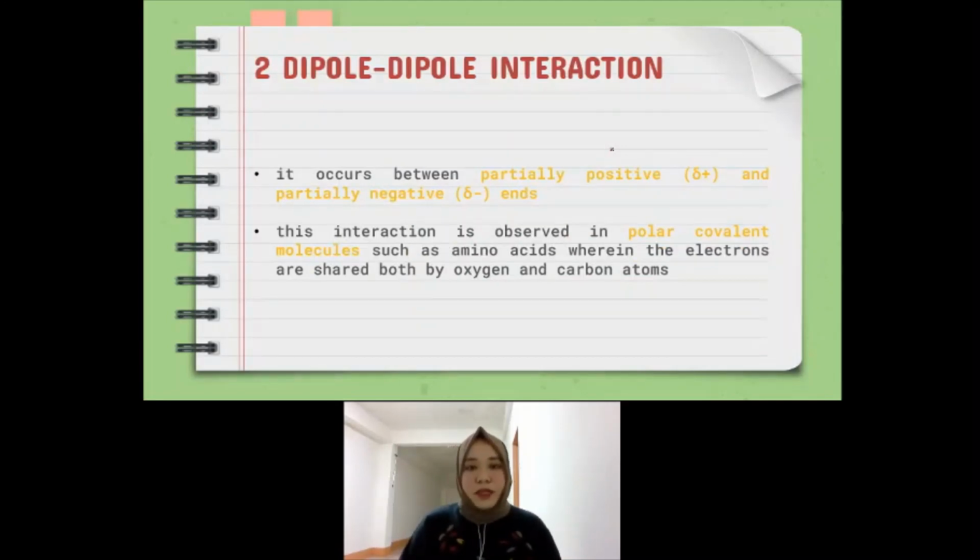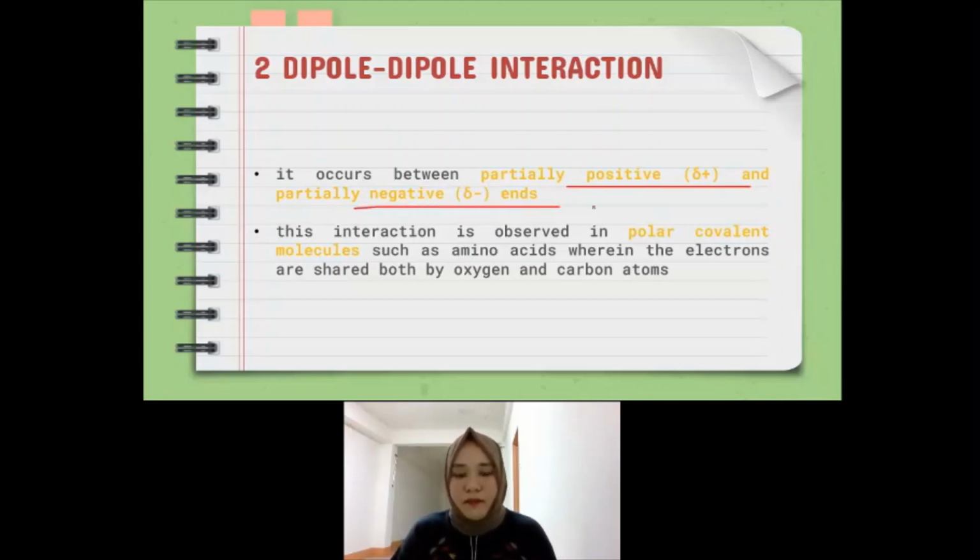Okay, so let's proceed to the second one. We have the dipole-dipole interaction. It occurs between partially positive and partially negative ends. So, if you could connect it to LDF, they are somewhat similar, no? But always remember, whenever it is LDF, it's a result of polarization. Okay, so this interaction is observed in polar covalent molecules.